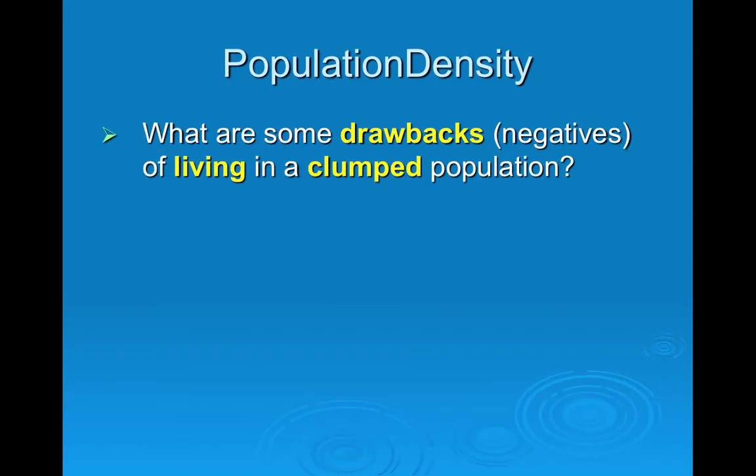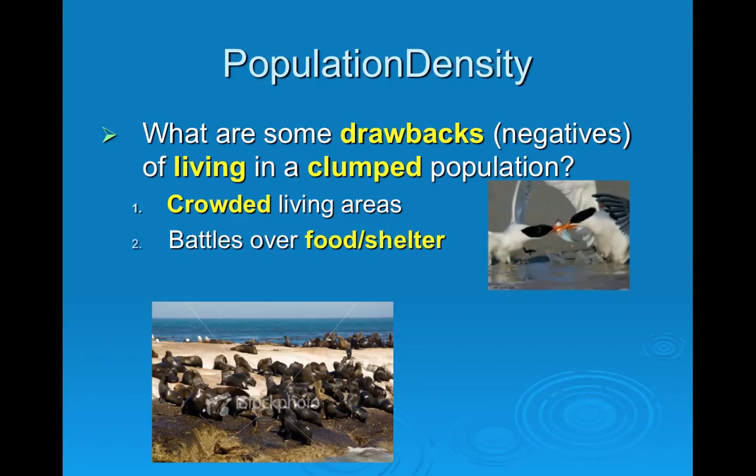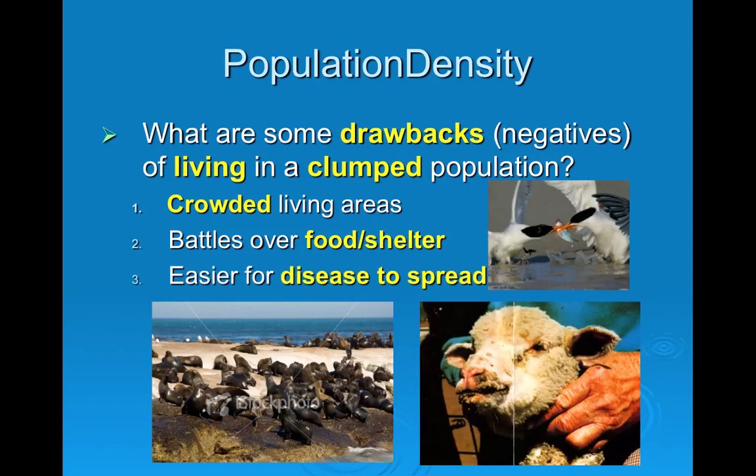So what are some drawbacks of living in a clumped population? First of all, you have very crowded living areas. No one likes living in crowded living areas. No one likes living in a crowded house. People and other organisms, they do like having their own space. You also have battles in these crowded living areas. They lead to battles over food and shelter. There's only so much food that's going to be in an environment. And when you have very crowded areas, it's very difficult to get that food.